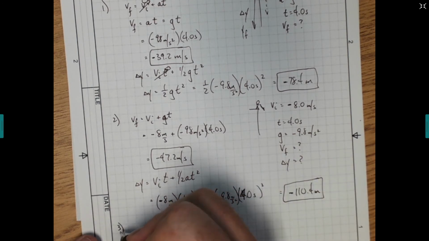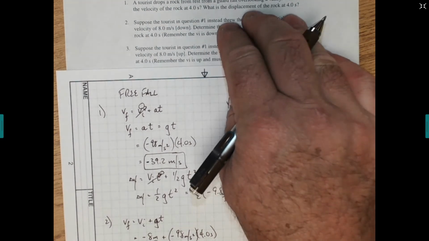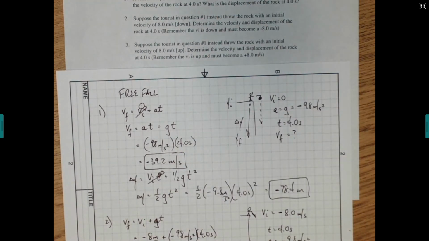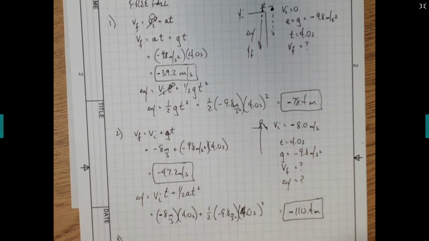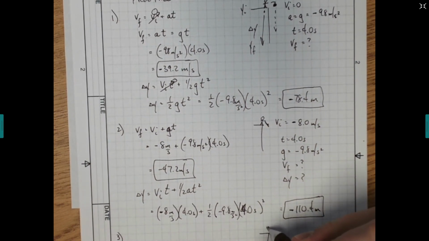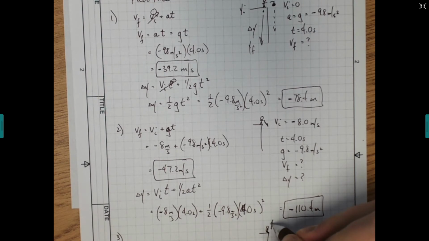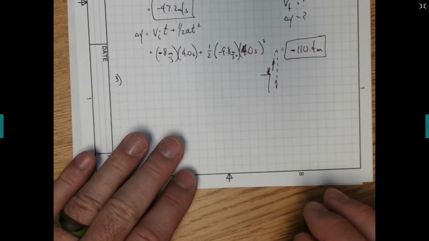Okay, let's look at part 3. Number 3 says, suppose the tourist in question threw the rock with an initial velocity up. Okay, so we're doing the same thing again. But now this person right here is going to launch the rock this way. And the rock's going to go up a ways and then head back down. Oops, let me get over here so we can see.